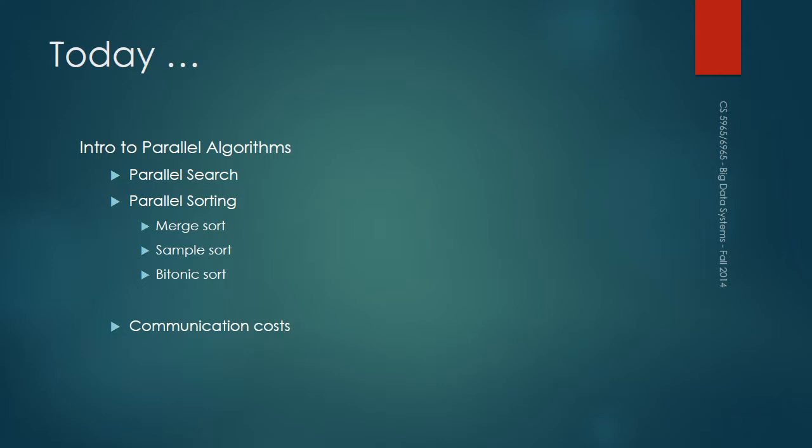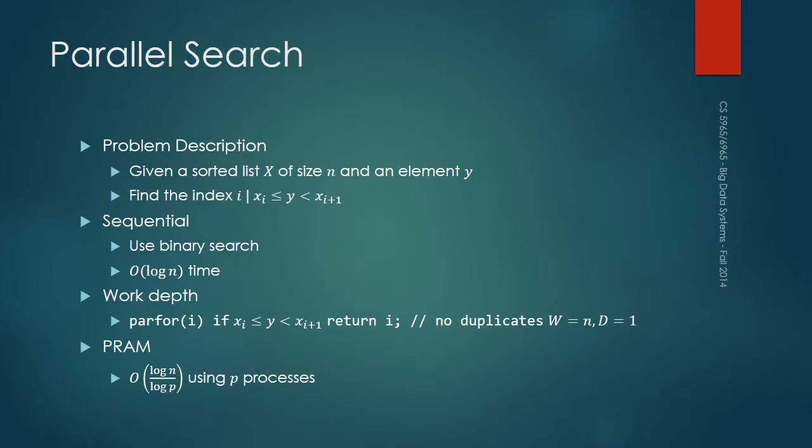So today we're going to quickly go over search, and then we're going to switch over to parallel sorting. And if we have time, we'll come down to communication costs. The search is a straightforward extension. Most of you probably know how to do this. The problem description is that you're given a list X which is sorted. We're only considering sorted cases, because if it is not sorted, then it's a hard problem to parallelize. It is of size n, and you're given an element and you want to find the index.